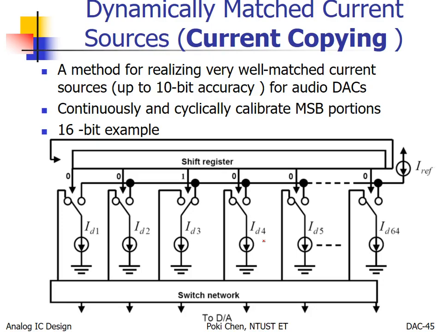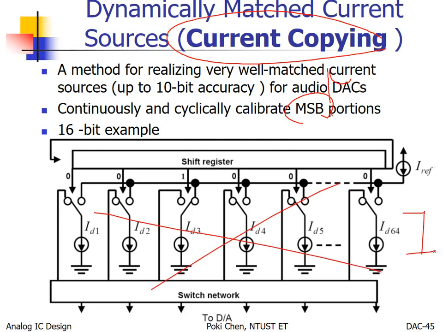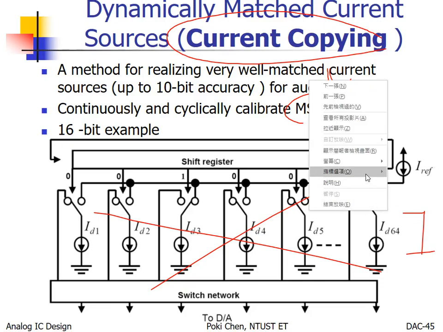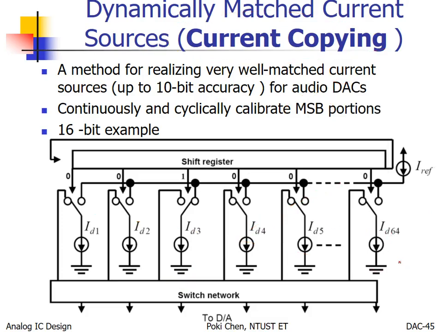How to do analog calibration? Tens of years ago, some smart guy came up with a current copying structure. You copy your reference current to all the other unit current sources. So what is the idea? I mean for the MSB, with unit current sources. But unluckily enough, after fabrication, everything will go wrong. Nothing will be exactly the same as you like. So I don't care. After fabrication, forget about it. Let it be. And then we do calibration through one reference current.